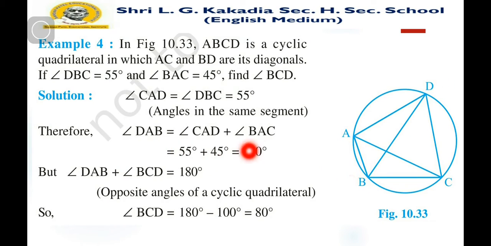In that manner, how much will DAB be? So DAB is the sum of CAD plus BAC, that is 100, and subtracting it from 180 degrees, we can find angle BCD is equal to 180 degrees minus 100, that is 80 degrees, by using the property of a cyclic quadrilateral.